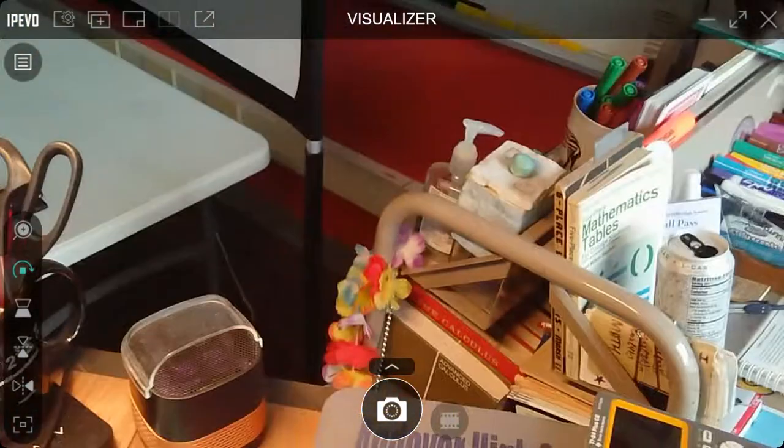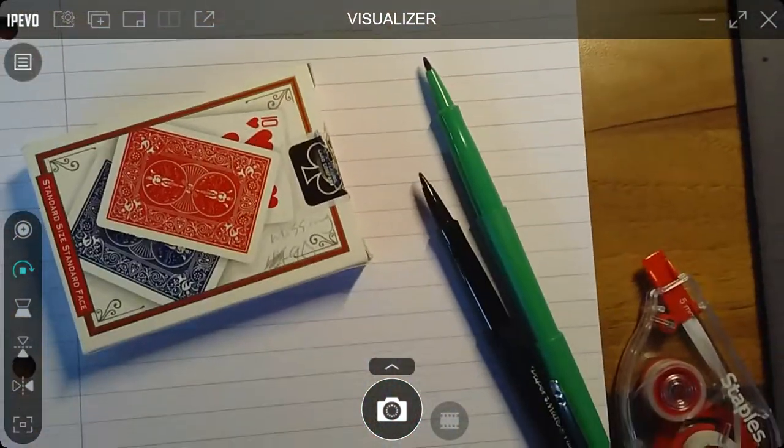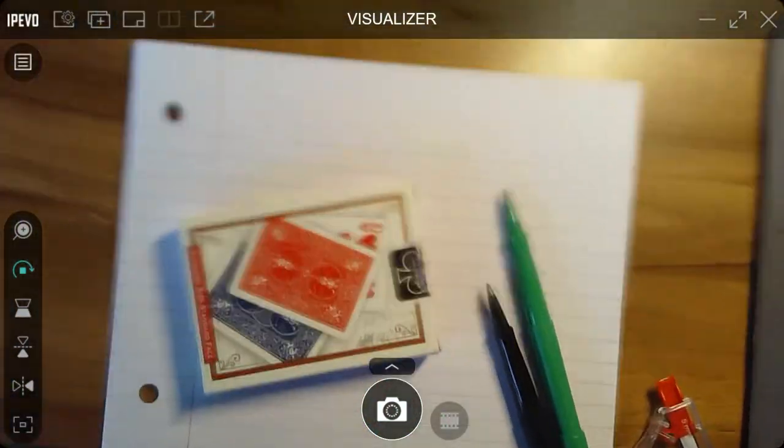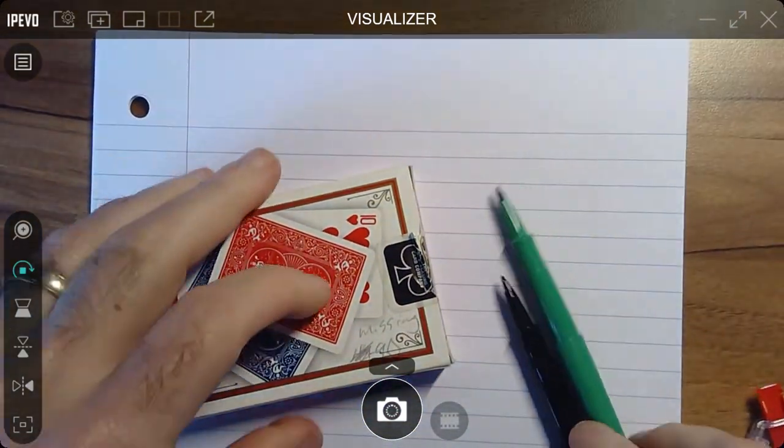So I'm going to switch this around. Look at that document camera. Oops, upside down. Look at that switch. Good deal. And let's jump in here.